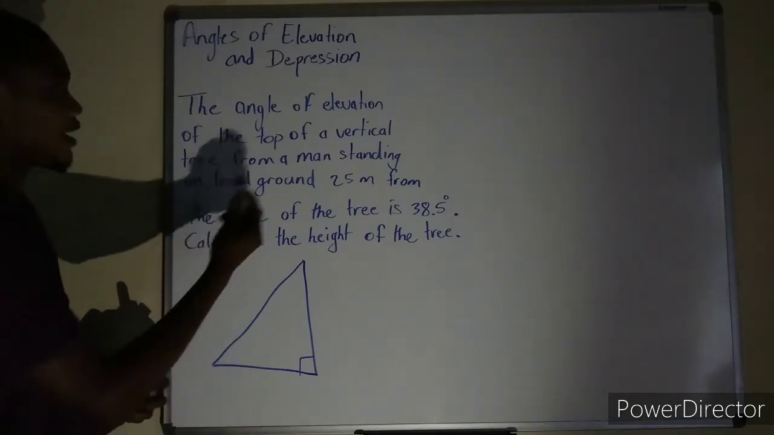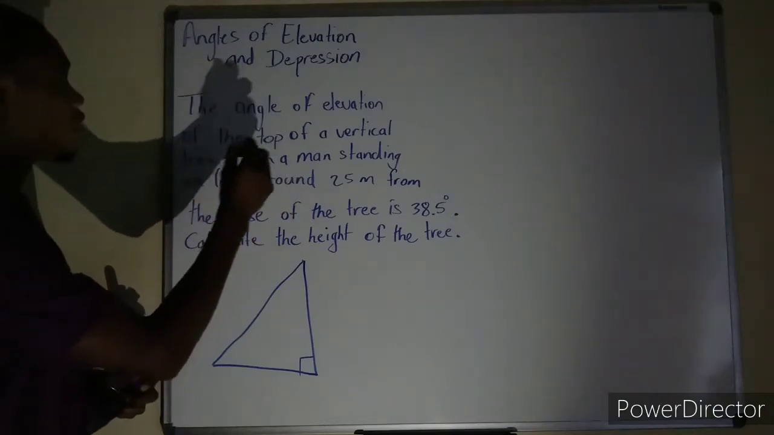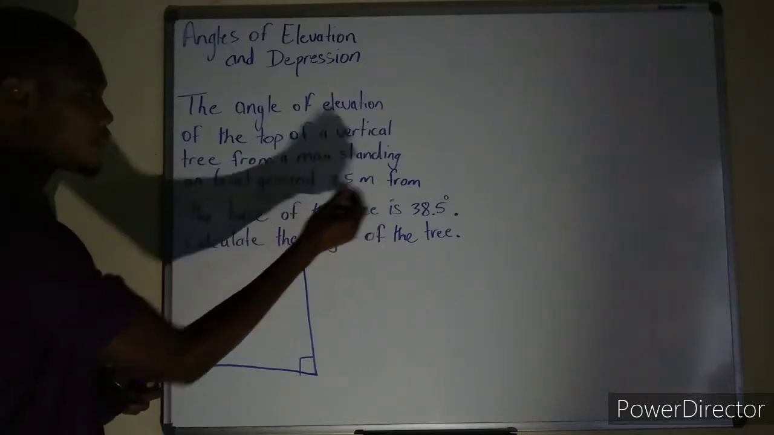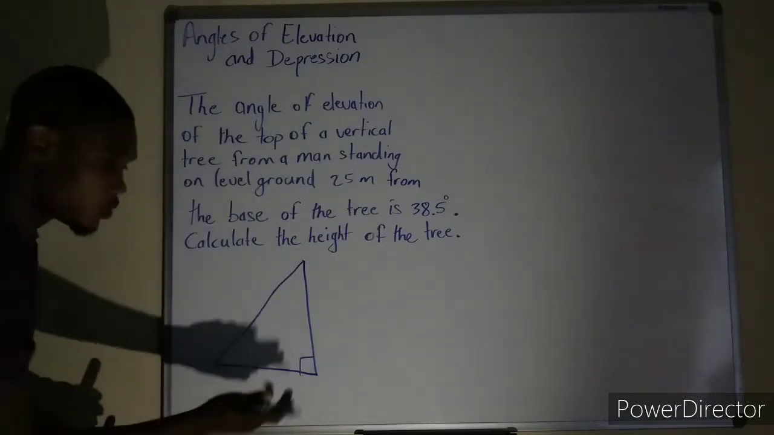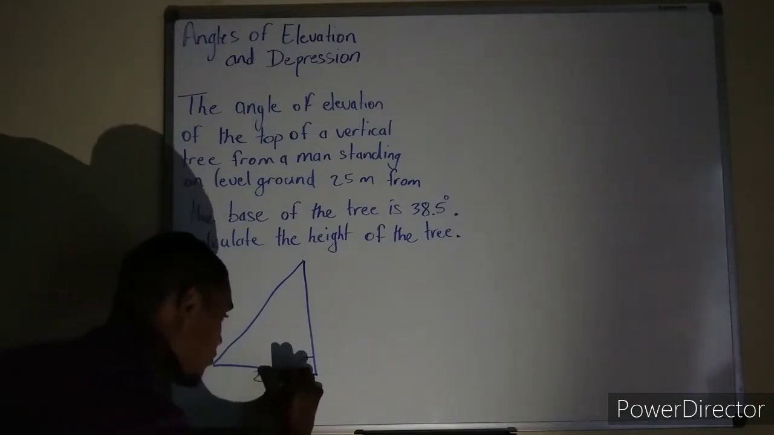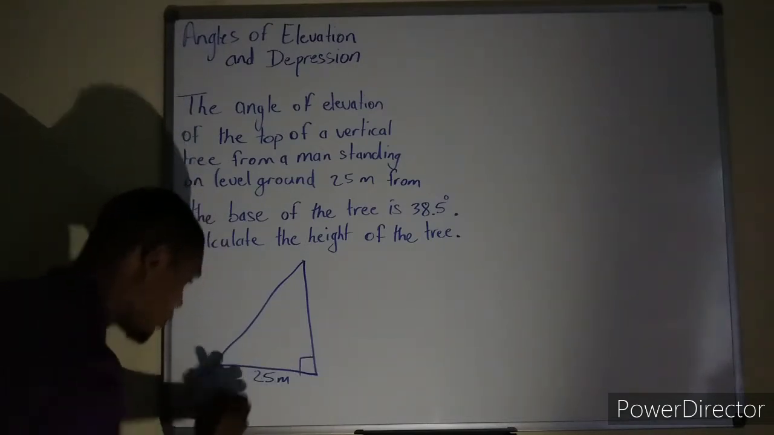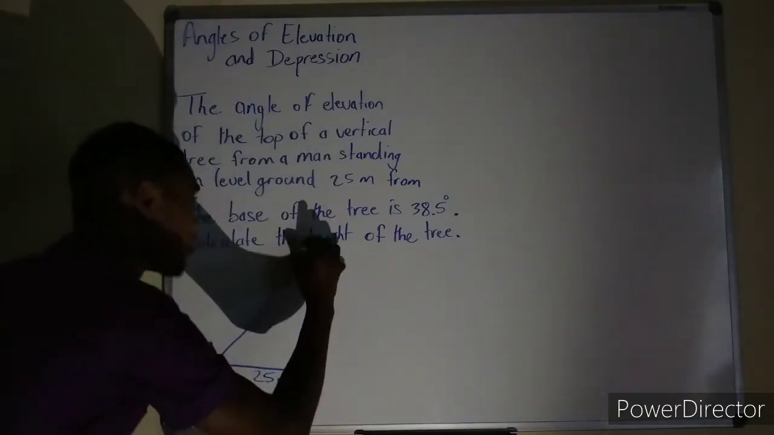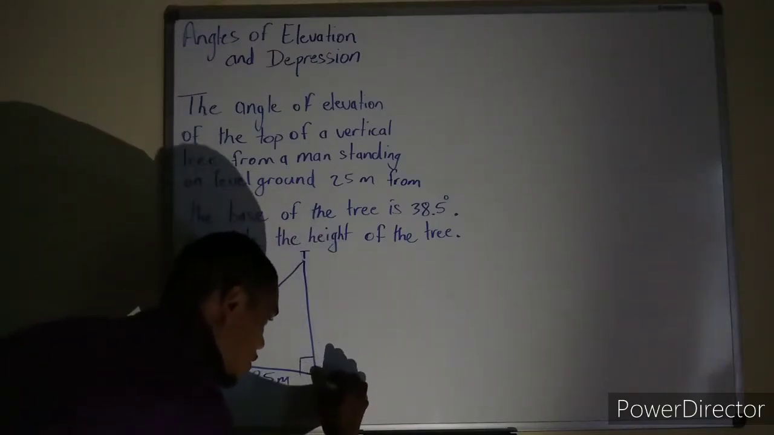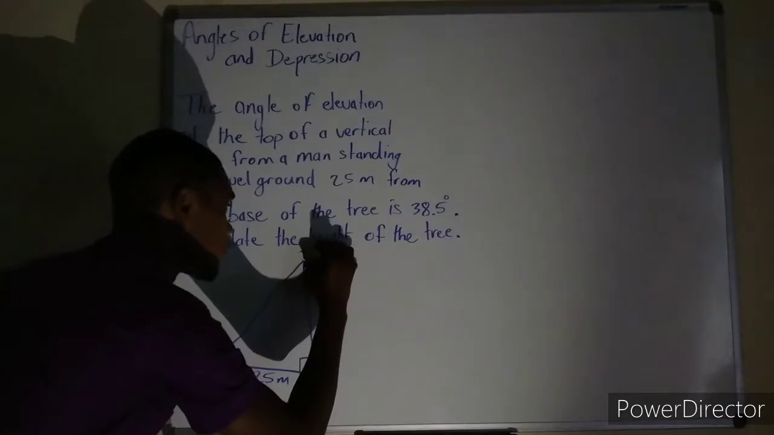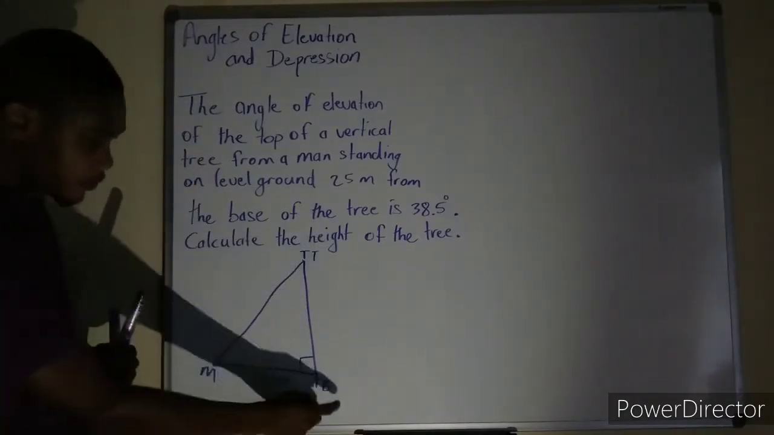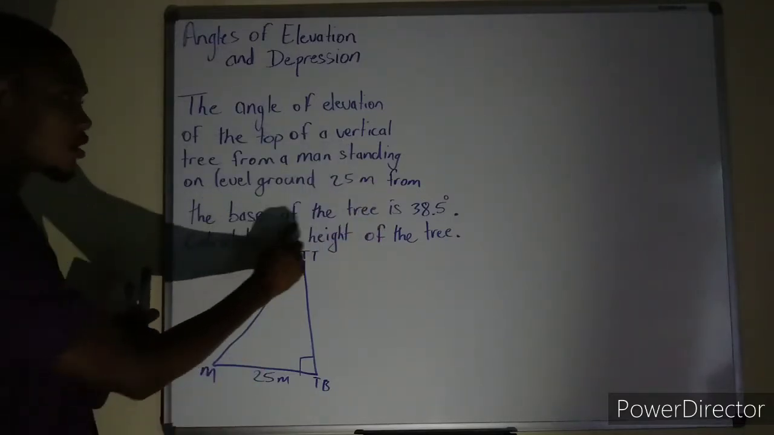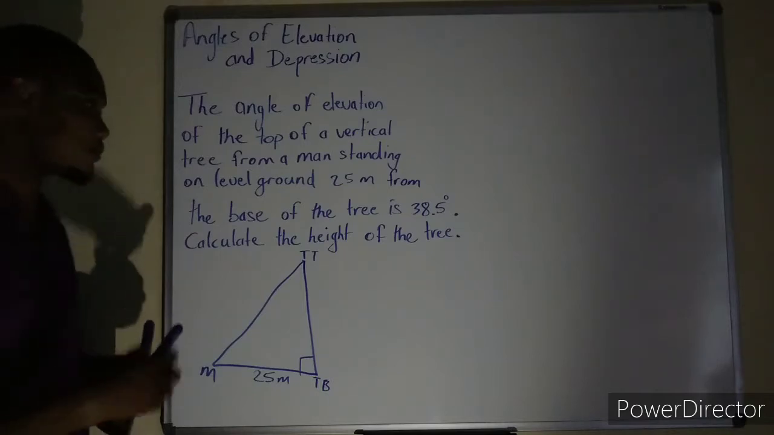The question says the angle of elevation of the top of a vertical tree from a man standing on level ground is 25 meters. So you know that the distance between them is 25 meters. This is basically the man, so I'll use M for man. He's doing it based on a tree, so I use the tree top, tree bottom, and the man. So that's it. Now for the 25 meters, then it says 38.5 degrees.